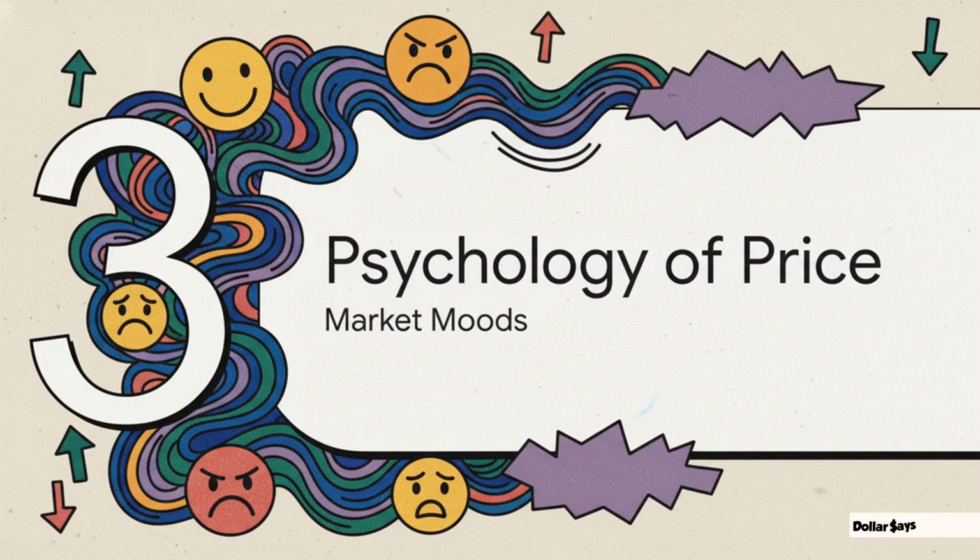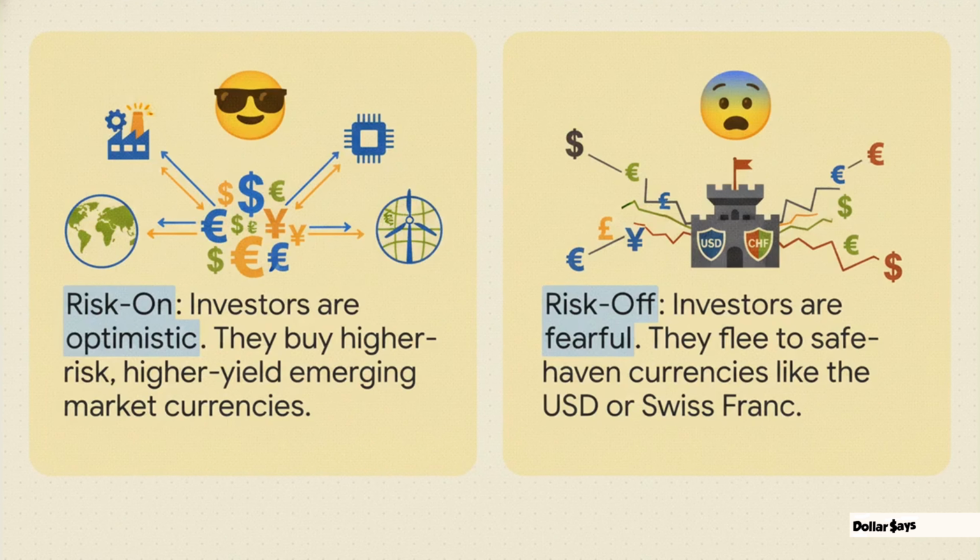But here's where it gets really interesting. It's not all just about cold, hard economic numbers. A huge part of a currency's value is driven by something way less predictable: human emotion. The global market really only has two basic moods. When times are good, it's risk on. Investors feel optimistic, and they pour money into riskier currencies, hoping for a big payoff. But when things get scary, the mood flips to risk off.